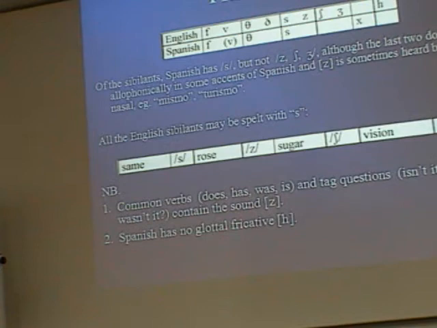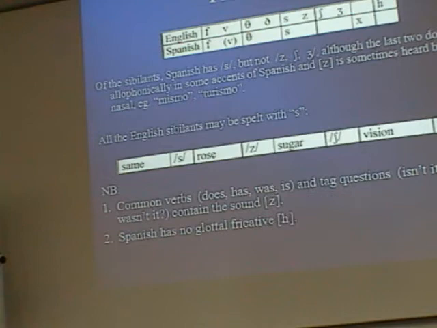Spanish, of course, has a letter H, but you don't pronounce it, do you? You just ignore it completely. So you say Alhambra, not Alhambra. Lots of English people say Alhambra wrongly, don't they?